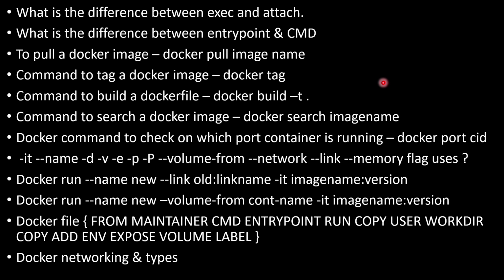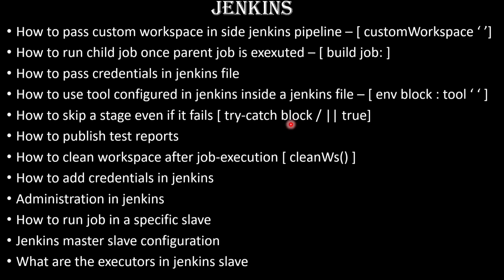Let's start with Jenkins now. Coming to Jenkins, we use it for continuous integration and continuous delivery purposes. Some questions related to that: how do you pass a custom workspace inside your Jenkins pipeline? When you're trying to run your job on a machine, maybe on master or any slave, inside that agent block you can mention this custom work directory, and mention your new location where your job should run and your workspace should be. So you can use this.